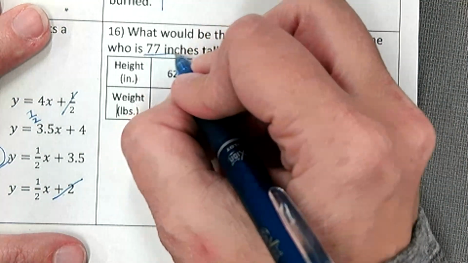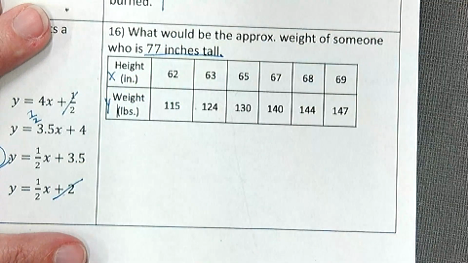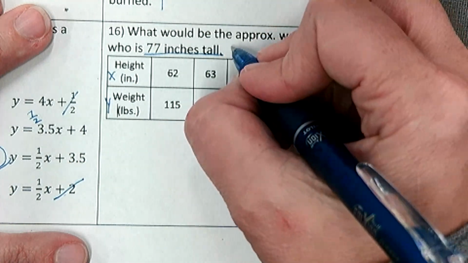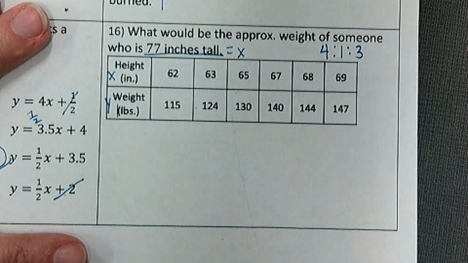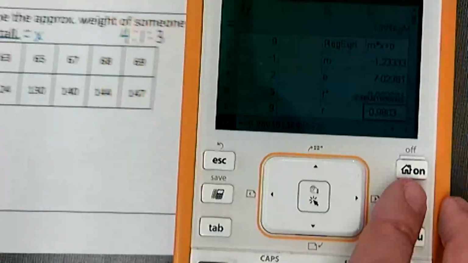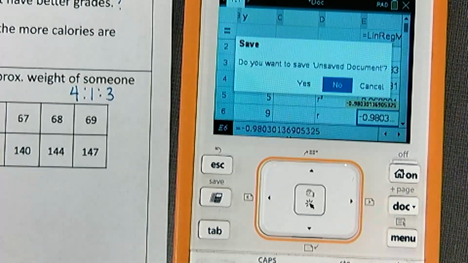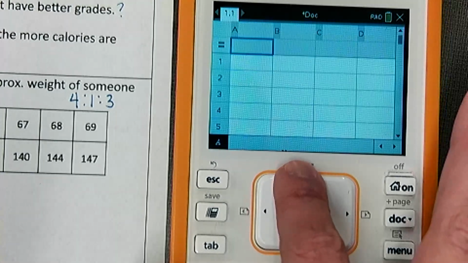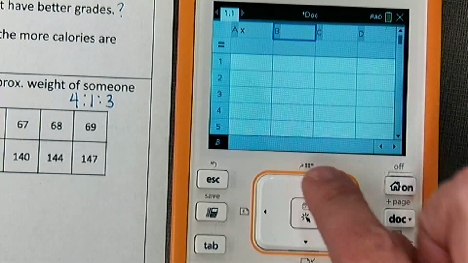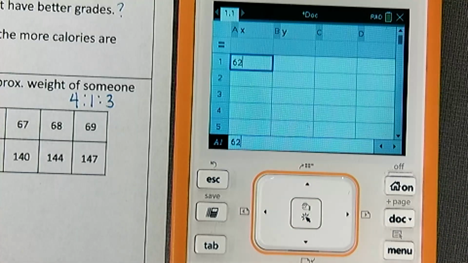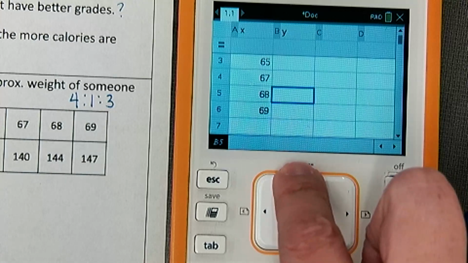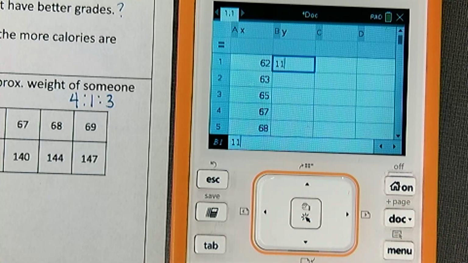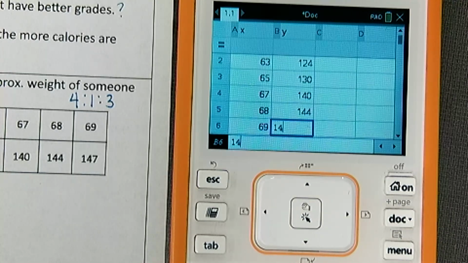So if you look, we have X and we have Y. We have height and weight. If we're talking about inches, this is our X. We have to do menu 413 before we can do anything there. So here is our calculator. Start a new document. You don't want a whole lot of lists and spreadsheets open because they'll start confusing each other. So 62, 63, 65, 67, 68, and 69. And then the weight for those is 115, 124, 130, 140, 144, 147.